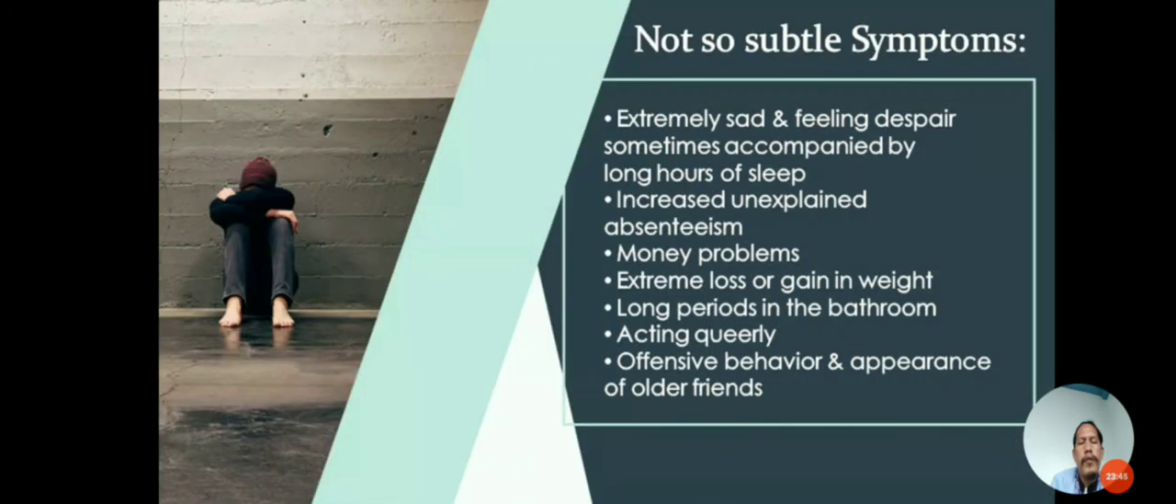While in not-so-subtle symptoms, we have extreme sadness and feelings of despair, sometimes accompanied by long hours of sleep, increased unexplained absenteeism, money problems, extreme loss or gain in weight, long periods in the bathroom, acting poorly, offensive behavior, and the appearance of older friends. So those are the not-so-subtle symptoms.